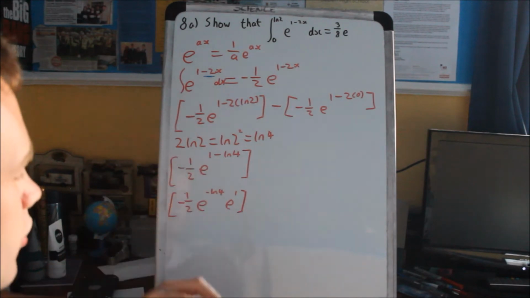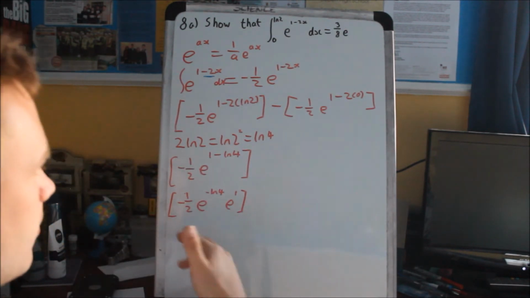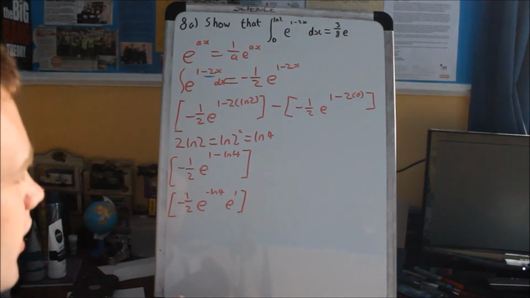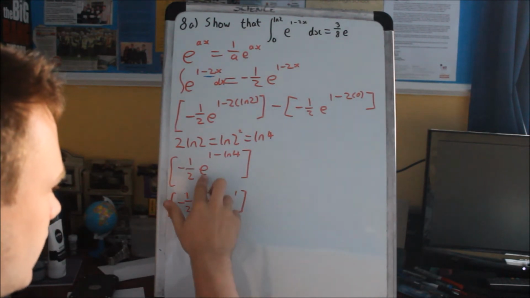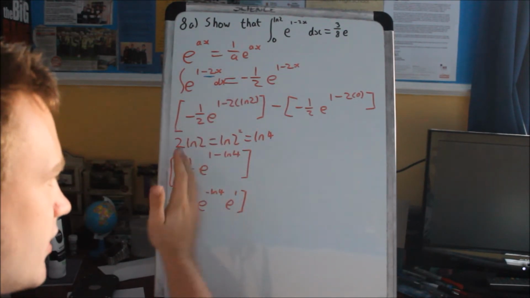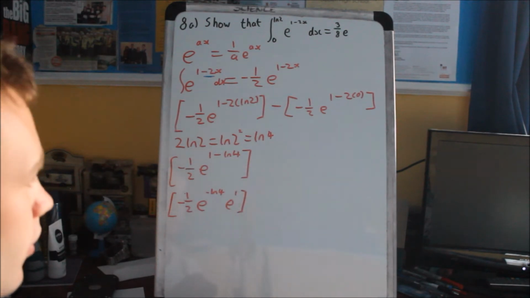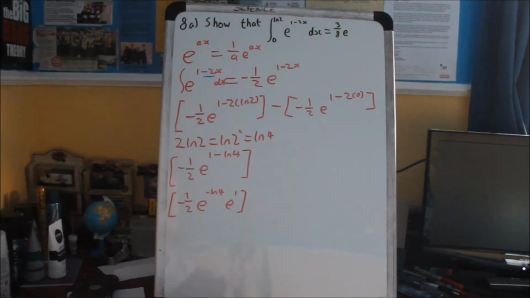Now that requires you know your rules about exponentials, because what some people did is they broke it up and put this minus in between it. So they said that is the same as minus a half and then a bracket e to the 1 minus e to the ln 4, and that's not the same. That's not how you break up these exponential things.